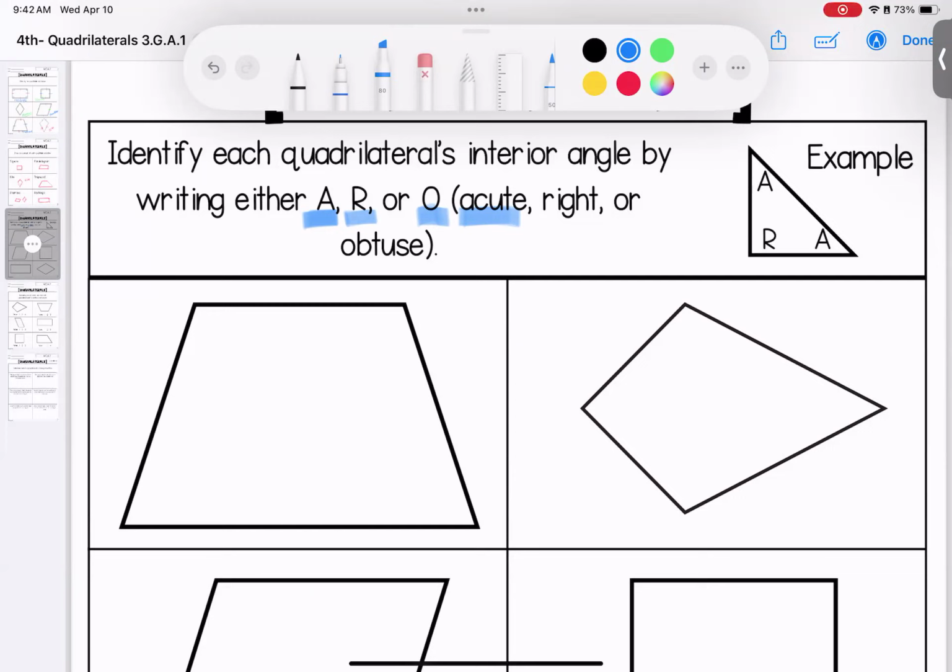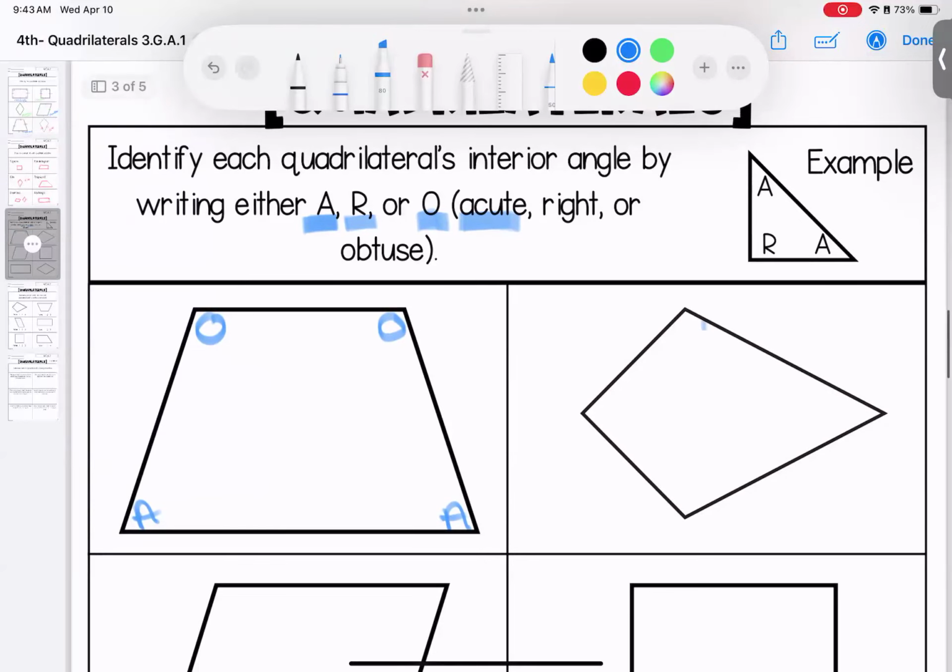So I'm going to first go through and look for my acute angles. Remember, those are our pinchy angles. I see an acute angle here and an acute angle here. I don't have any right angles. They look like a capital letter L, but I do have two obtuse vacation angles. So the top ones are obtuse and the bottom ones are acute.